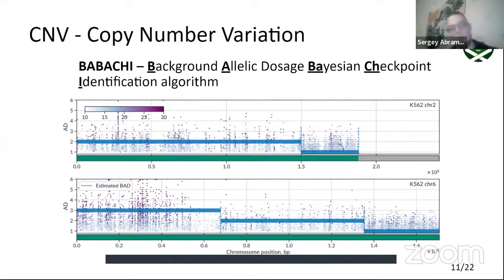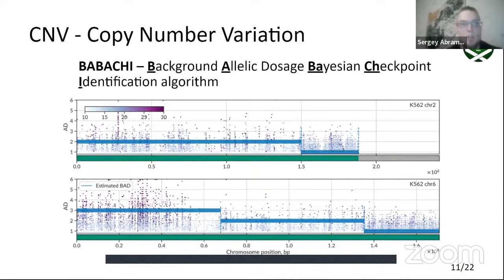So in other words, BABACHI helps us to find copy number ratios, and these ratios can be used as expected-by-chance proportions of read counts when performing statistical evaluation of ASBs.